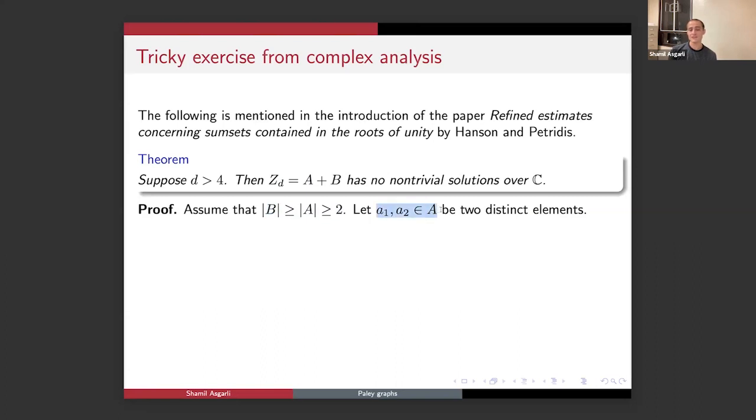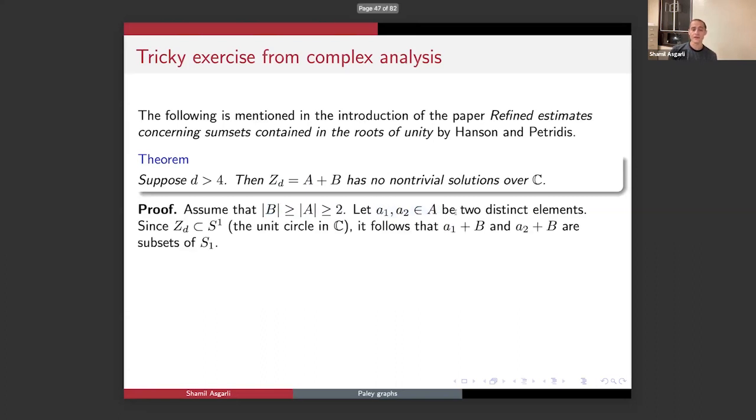Now I'm going to take two elements, a1 and a2, in A. Then I'm going to observe that Z_d, which is the dth roots of unity, is a subset of S^1, which is the unit circle in the complex plane. Now, because of that, it follows that a1 plus B and a2 plus B are both subsets of S^1. This should be S^1, with 1 in the superscript. So why is that? Because I'm assuming that Z_d is A plus B and Z_d is contained in S^1. That means A plus B is contained in S^1. In particular, a1 plus B and a2 plus B are subsets of the unit circle.